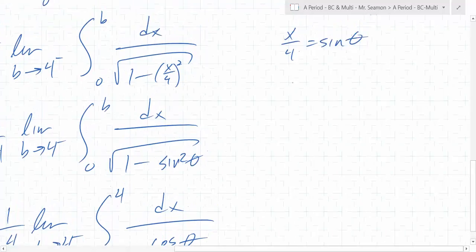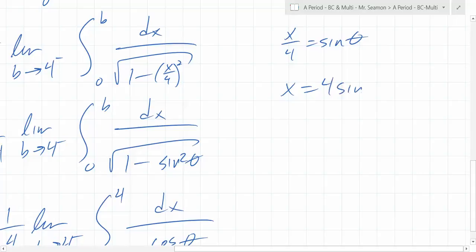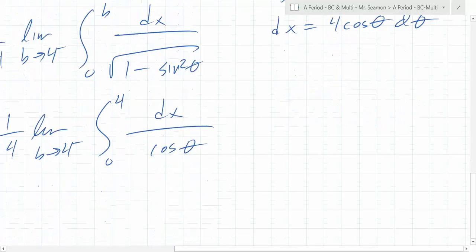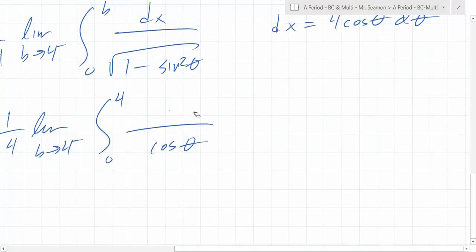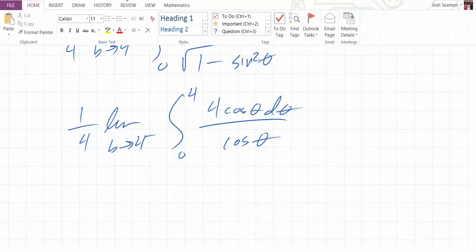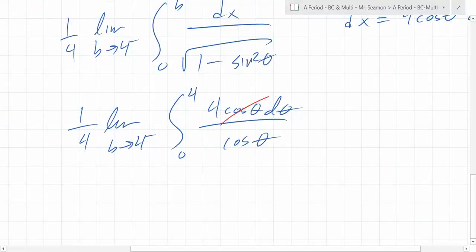What do you know, though? You know that x is equal to 4 sine theta. So what does dx equal? 4 cosine theta d theta, right. So what do you end up with? Instead of dx, you have 4 cosine theta d theta. And what's the magical thing that happens? You get to do this magical thing, which is the point of the entire exercise. Goodbye.